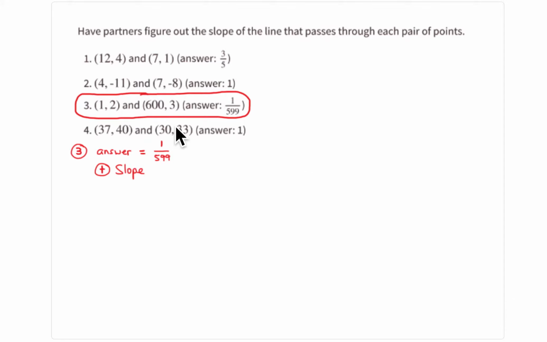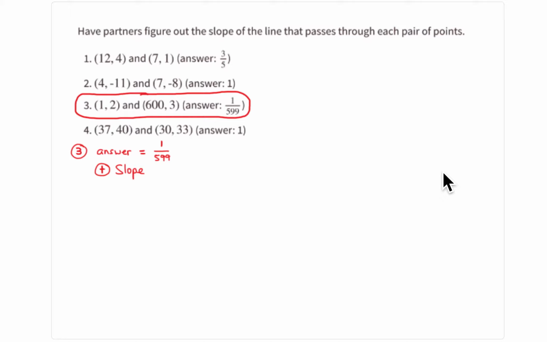This is back to the first quadrant, because both the x and the y values in both cases are positive. But look at this x value. This is 600. And so the slope turns out to be 1 over 599. Well, that looks tough. We have to deal with that a little bit. So what this means is for every 599 units of change along the x-axis, you have one change along the y-axis.